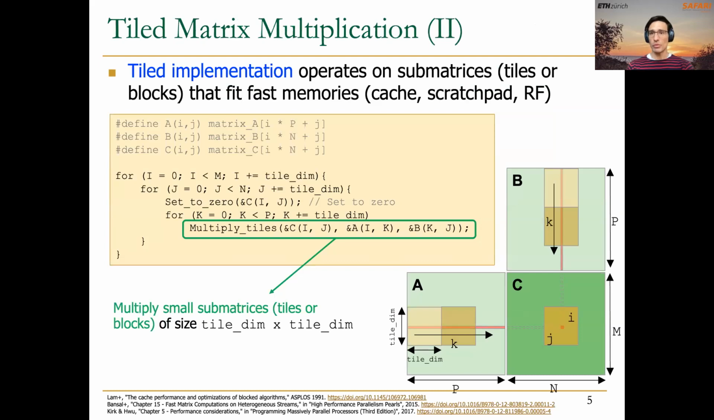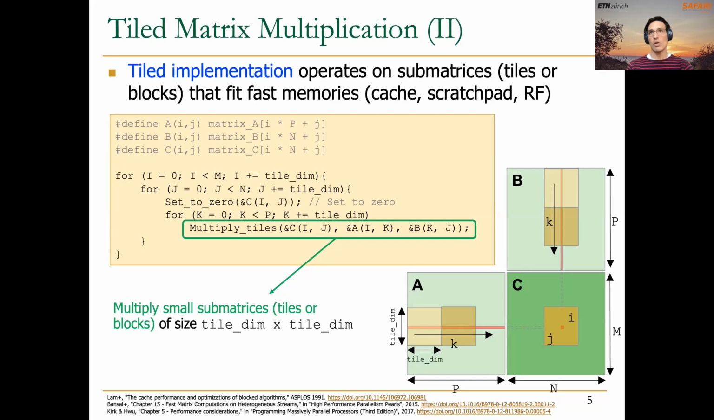Remember that one of our first programming examples was matrix multiplication, and we talked also about how matrix multiplication can be optimized by using a tile implementation. With this tile implementation, we can take advantage of caches in CPUs typically, or a scratchpad like the shared memory or the register file in the GPUs.